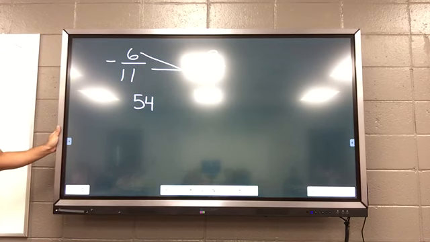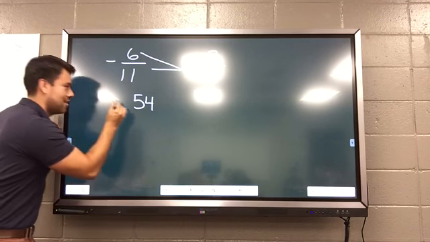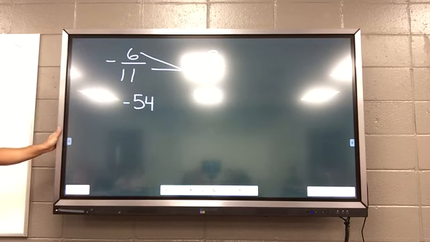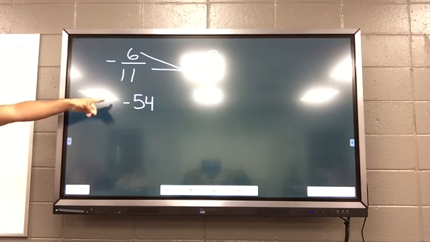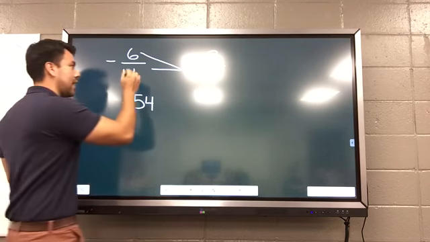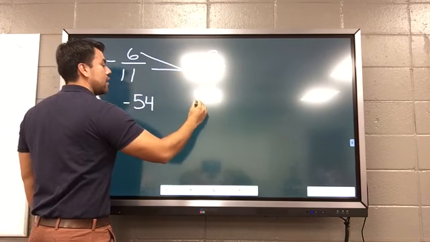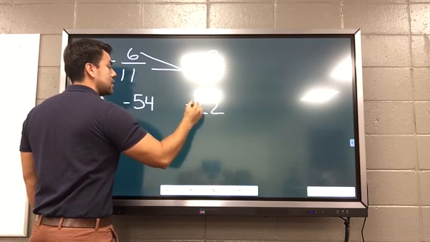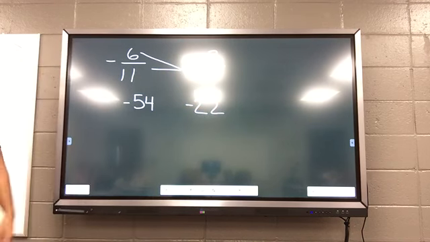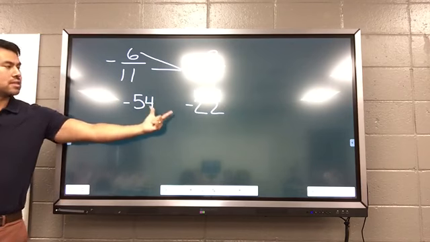I'm missing something. Negative. Okay. It's a critical error if I didn't put that negative. You'll see why. All right. And then I take the first denominator by the second numerator, and I get? Good. 22 negative, right? Okay, what's the comparison symbol between these two?